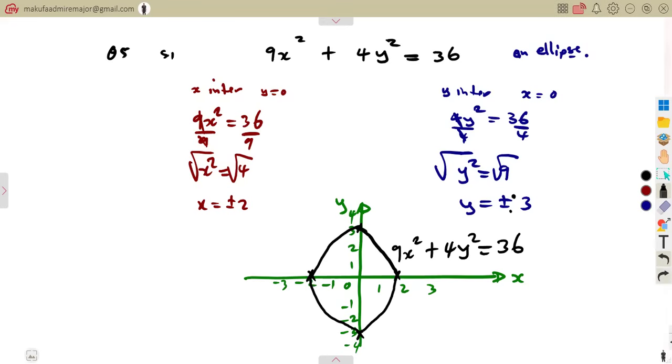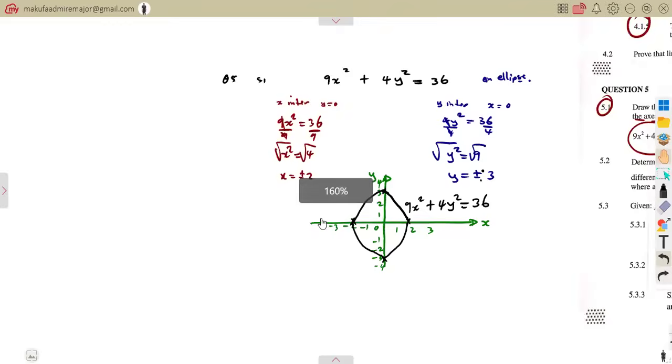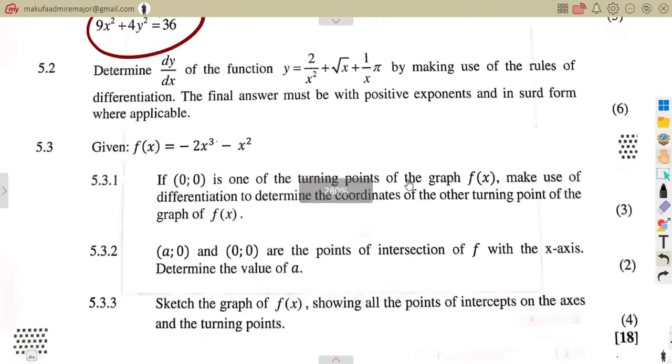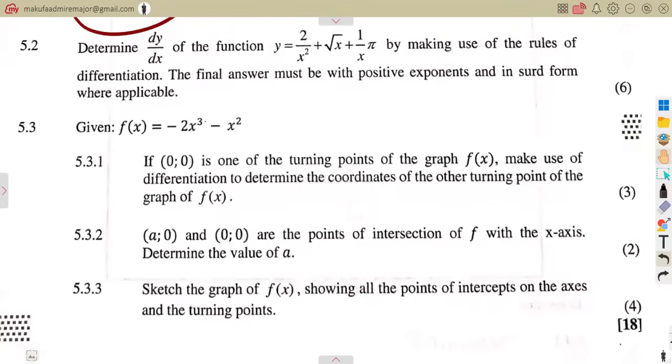But even if you do not understand the concept there, by calculating your x-intercepts and your y-intercepts, seeing that they are different tells you that it's not a circle. Because for a circle, the values are supposed to be the same.